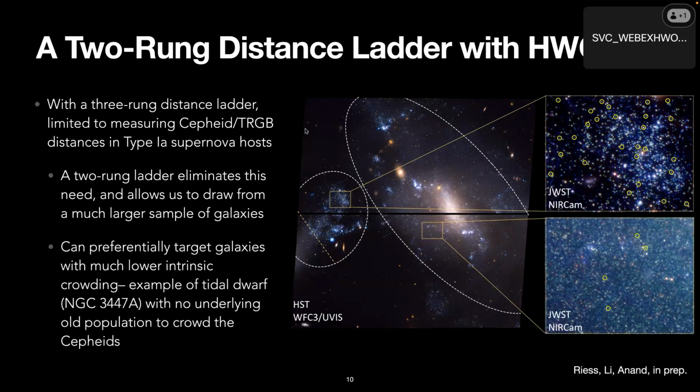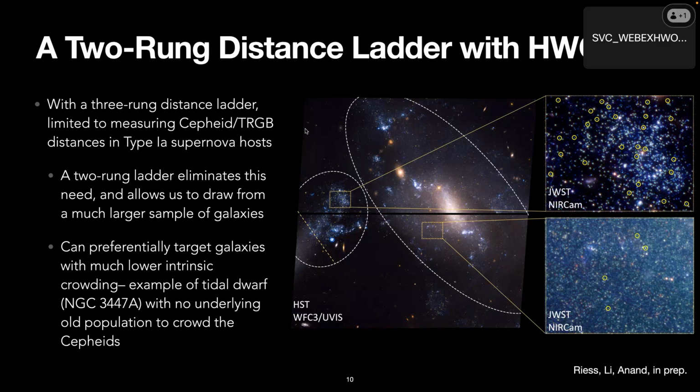And going one step further, actually, so with a three-rung distance ladder, you're limited to looking at Cepheids in galaxies that host type 1a supernovae, which is only a small fraction of overall galaxies. But if you have a two-rung distance ladder, you no longer need to look at galaxies that have type 1a supernovae. You can just look at any galaxies that have these stars, which are pretty much all massive star-forming galaxies. And so you can actually preferentially target galaxies that have lower crowding.